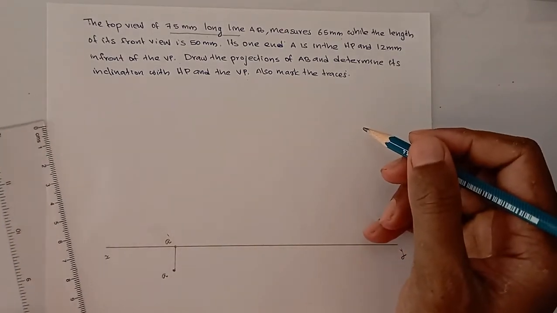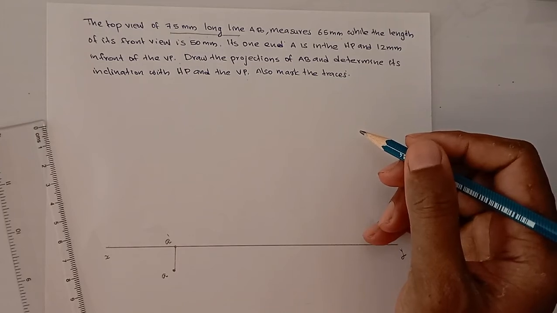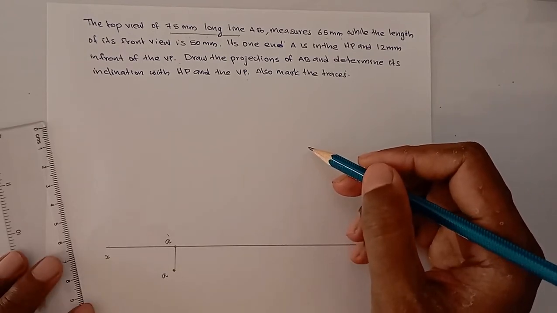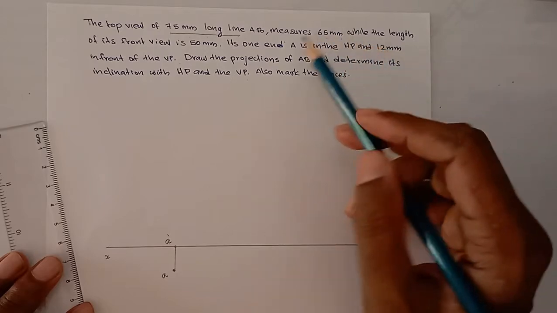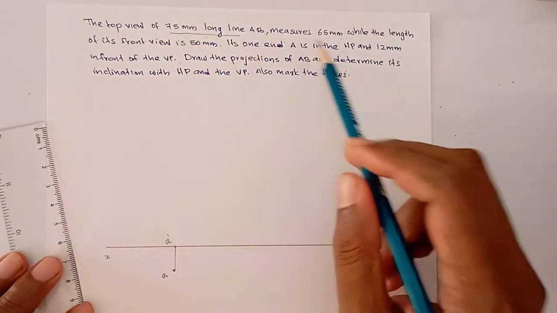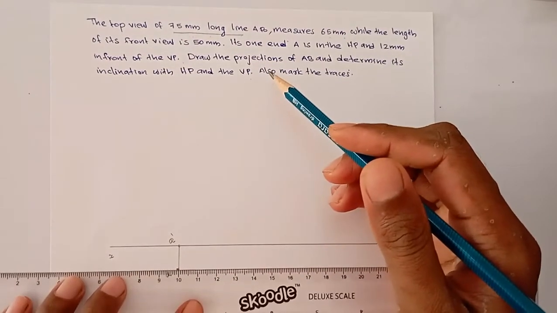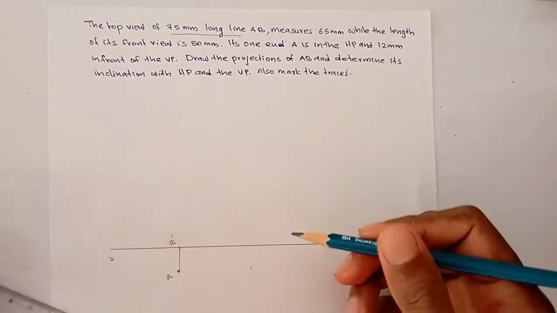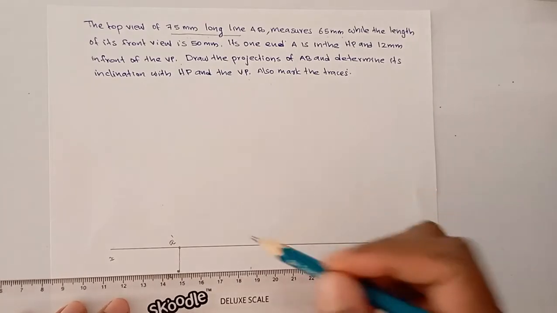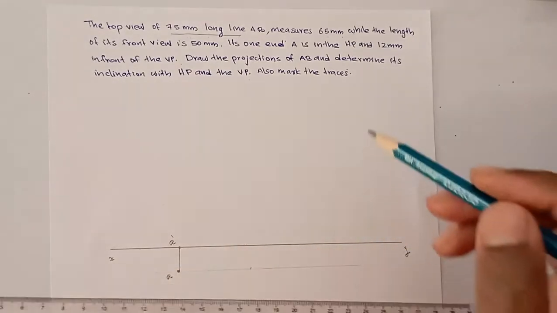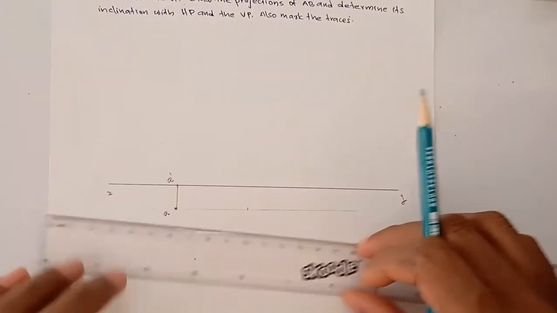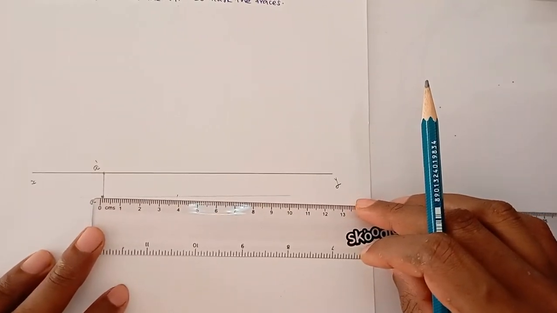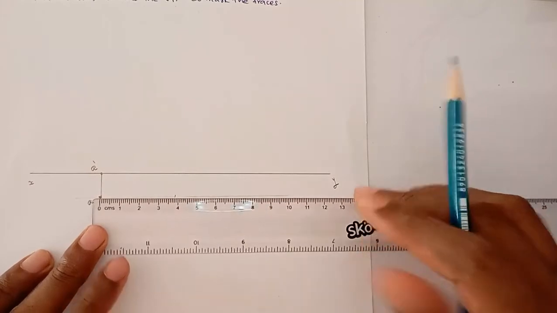First we have to make the line parallel to VP and draw the true length. We don't know the angle theta, but we know the front view and top view of the 75 mm long line. It measures 65, so its top view is 65. Just draw a line parallel to the XY line. This is a line parallel to XY line, and it measures 65 mm. This is 65.